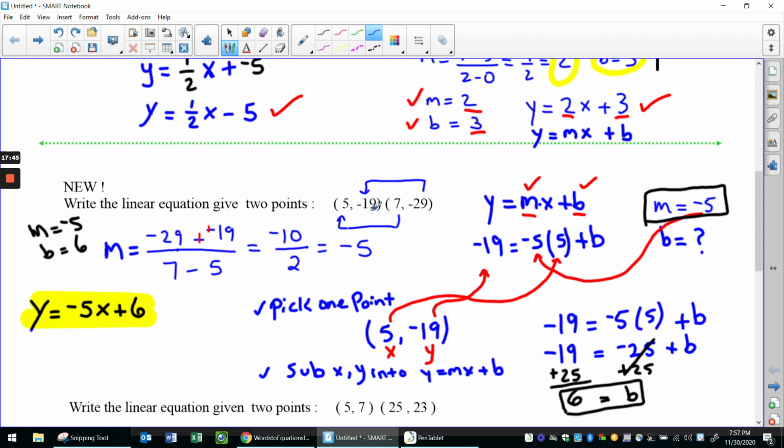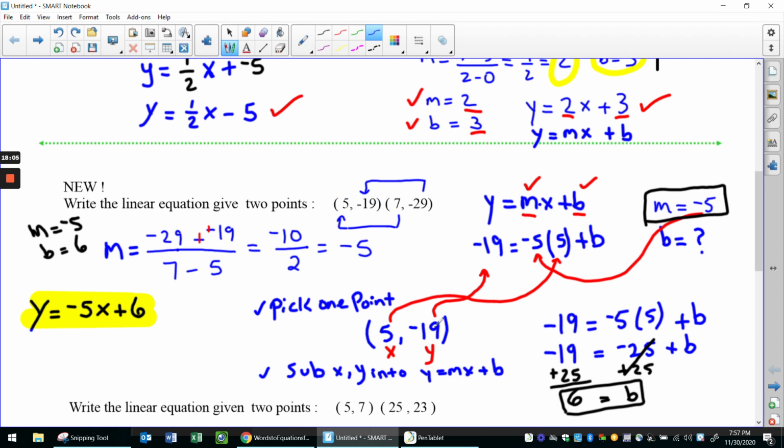Then we picked one point. It doesn't matter. If you had picked 7, negative 29, you would have gotten the same answer. In fact, I encourage you to do that to see if that's the case. It should be. And so 5, negative 19 is what we picked, and we substituted 5 and negative 19 for the x and y.